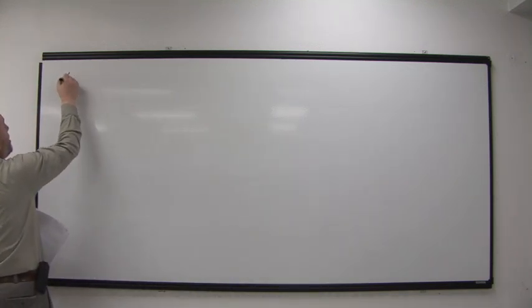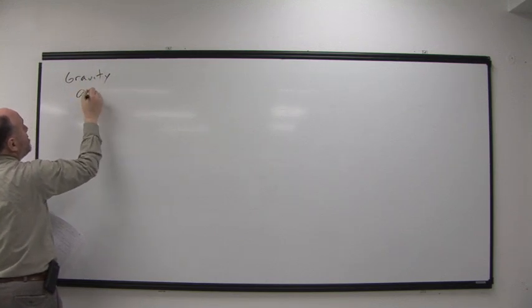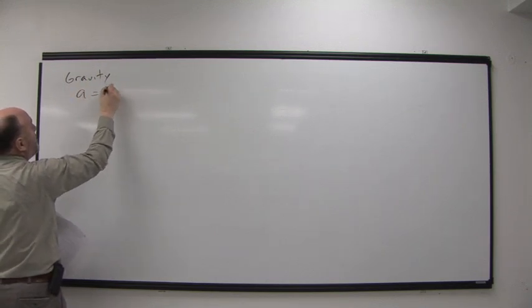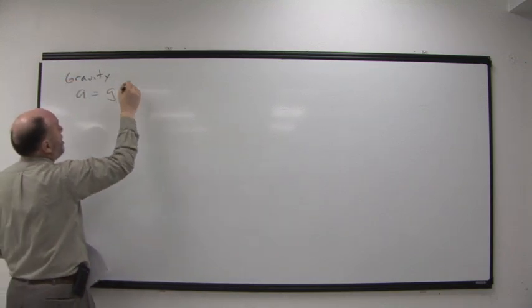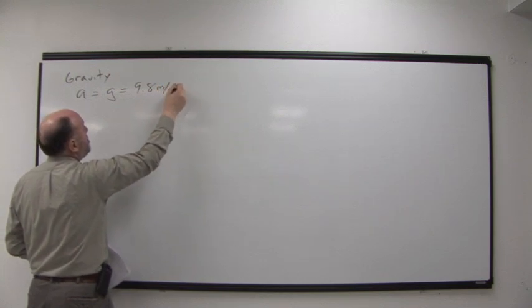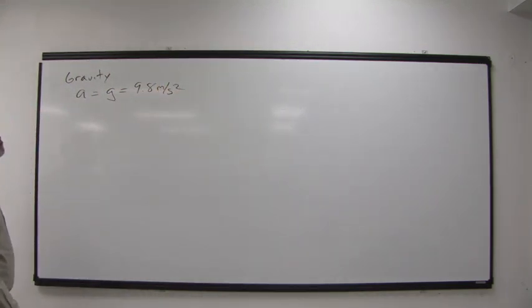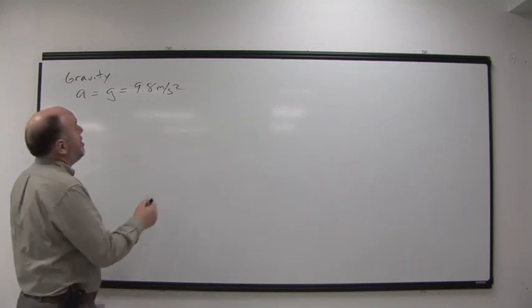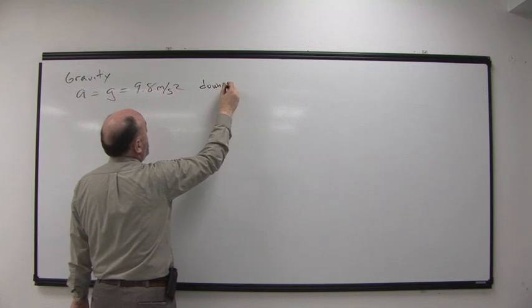So in terms of gravity, the acceleration is denoted by g, and that number is 9.8 meters per second squared. And gravity always acts in just one direction, and that is always downwards. Okay?